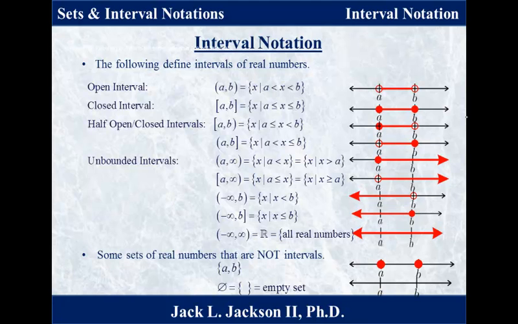Then we can have an open closed, which is parentheses A, comma B, bracket, which is the set of all x such that A is less than x, which is less than or equal to B. This time you close the one on the right, you open the one on the left.